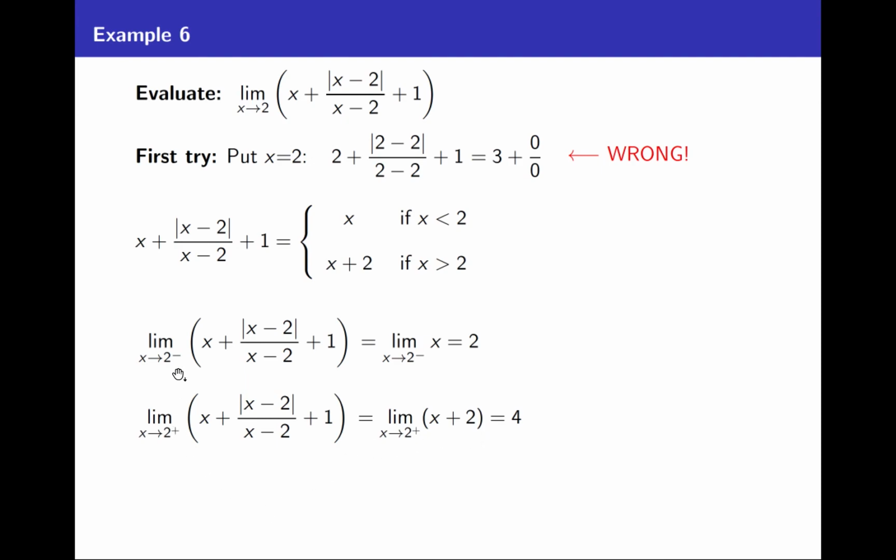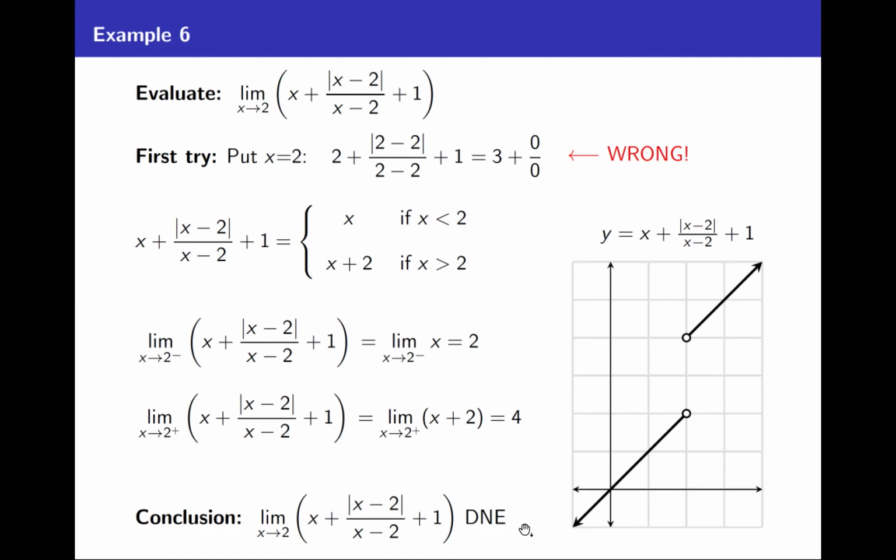So because the left-hand limit as x approaches 2 and the right-hand limit as x approaches 2 of this function equal different numbers, we have to conclude that the limit as x approaches 2 of x plus the absolute value of x minus 2 divided by x minus 2 plus 1 does not exist.